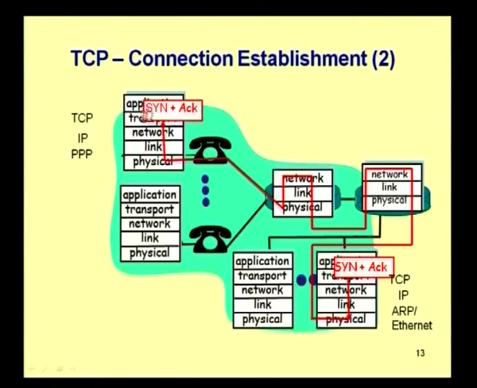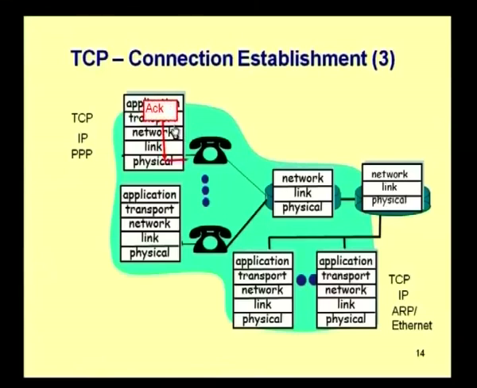The SYN plus ACK has come over here. So, this is our step 2 of the TCP connection establishment process. Again, you can see the same kind of activity taking place at every intermediate node. The third step now will be the ACK being sent. So, the ACK now is sent from the client to the server. This finishes up the connection establishment process.